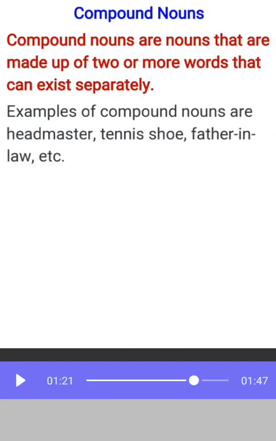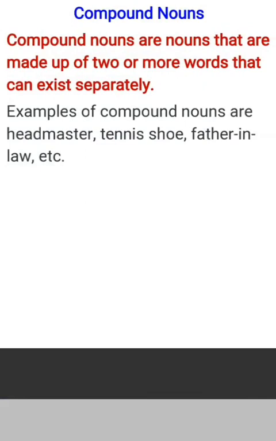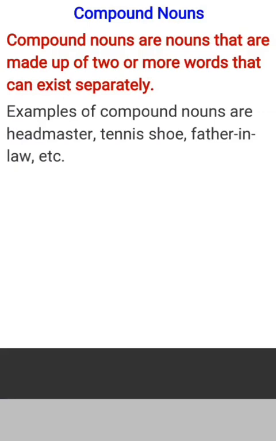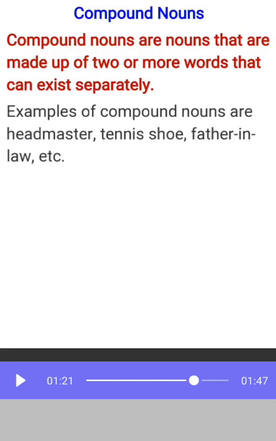compound nouns. Compound nouns are nouns that are made of two or more words that can exist separately. So nouns containing two or more words, and each of these words can exist on its own independently, we call them compound nouns. Compound is gotten from combining, containing two or more. Examples of compound nouns are headmaster. Head is a word of its own. Master is a word of its own. So when you join the two to form a single word, headmaster, as a noun, it will be a compound noun because it's containing words that can exist separately.